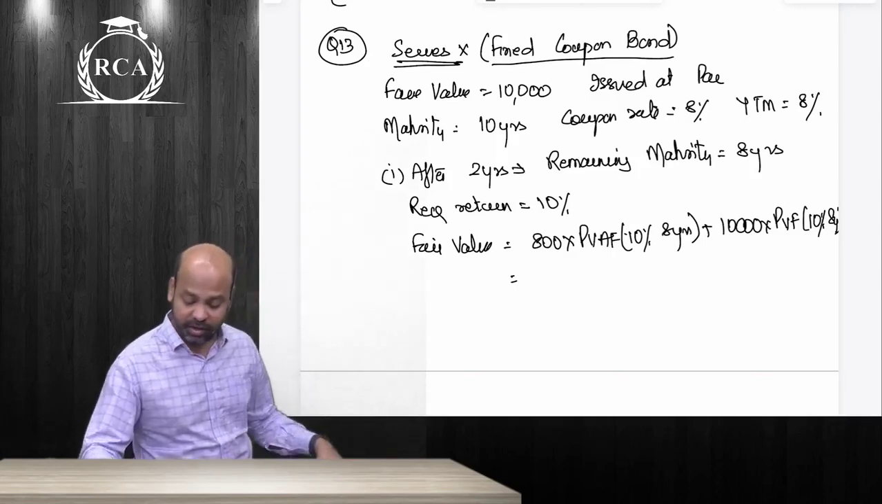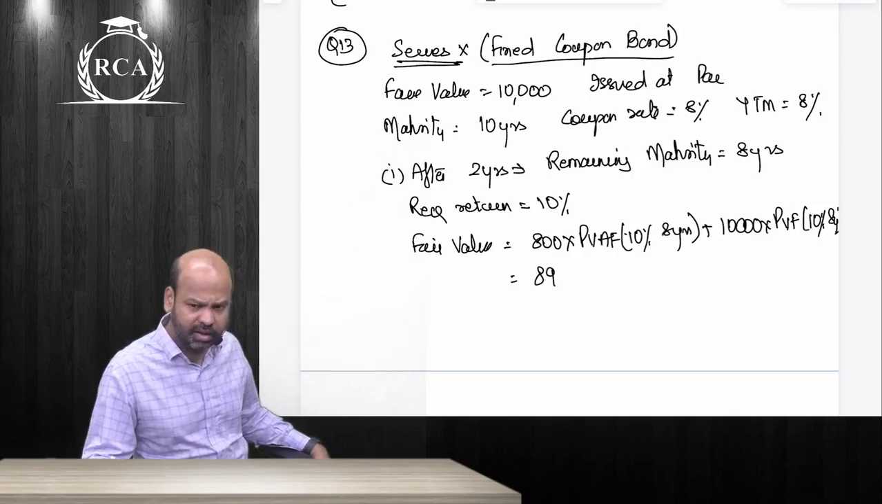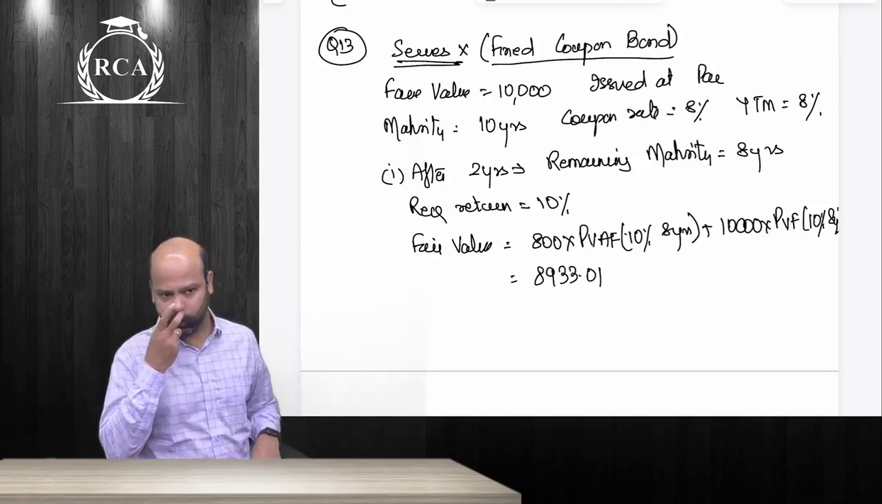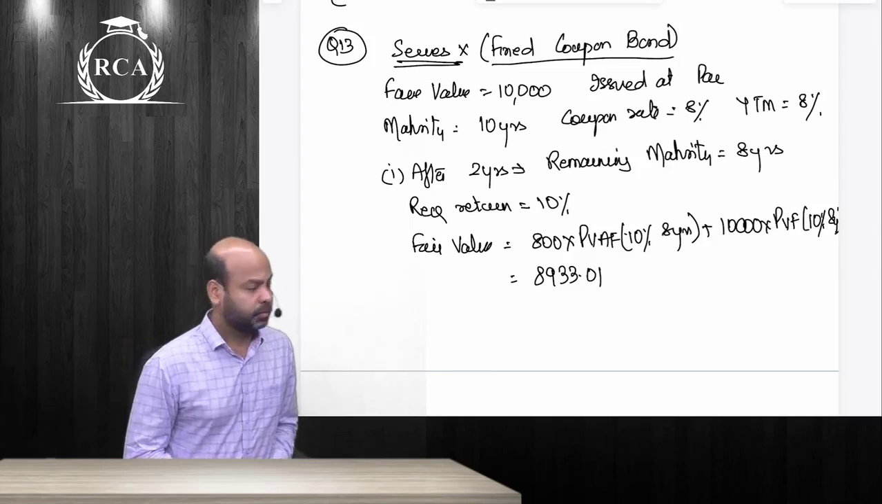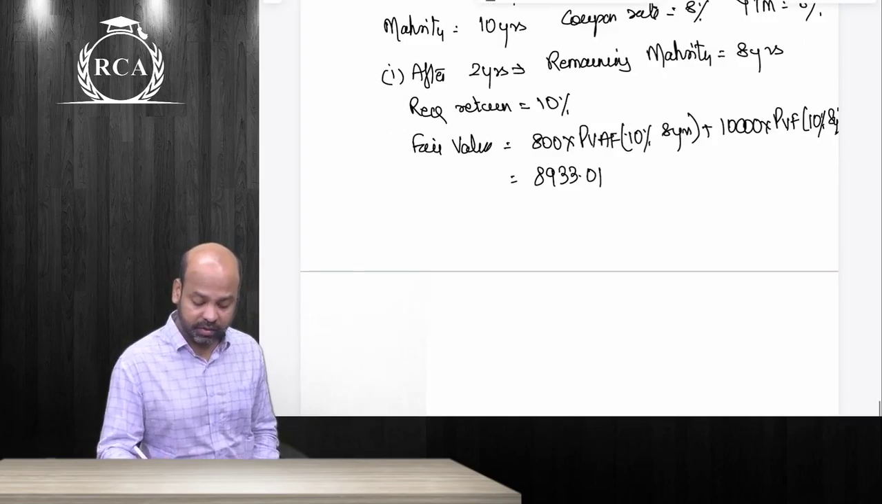Fair value is 8,933.01. The bond will now be trading at a discount. Same calculation for the second bit. Let's finish the Series X calculation.